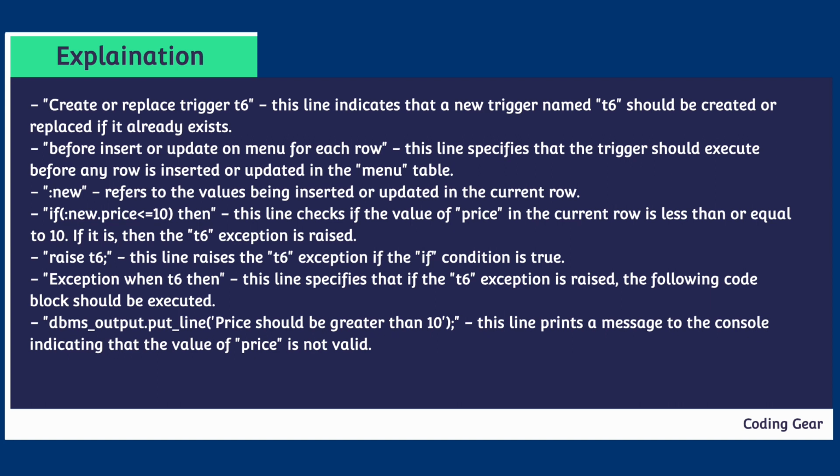Exception when T6 then. This line specifies that if the T6 exception is raised, the following code block should be executed. DBMS_OUTPUT.PUT_LINE('Price should be greater than 10'). This line prints a message to the console indicating that the value of price is not valid.